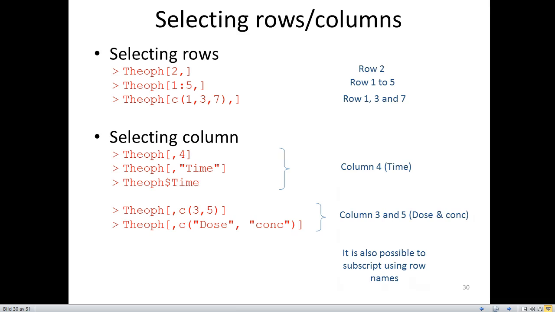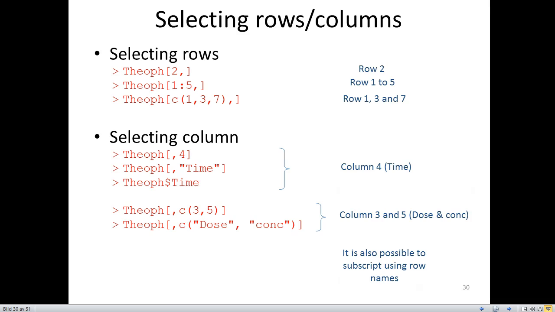If you instead would like to select a column, you write theop, and then you have a bracket, and then you leave the place for the rows empty, and then a comma, and then 4, and then end bracket. And then you tell theop that you want all the rows, but only column 4. You could write this in other ways, for example, theop, and then leave empty, and then comma, and then within citation marks, time, which is the name of the 4th column. Or you could as well write theop$time, and then you will also get the column time.